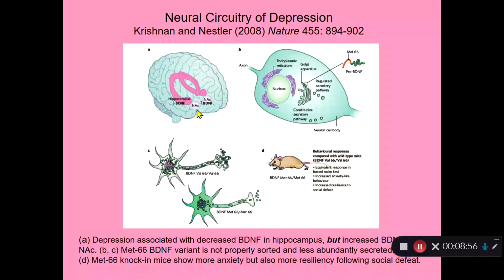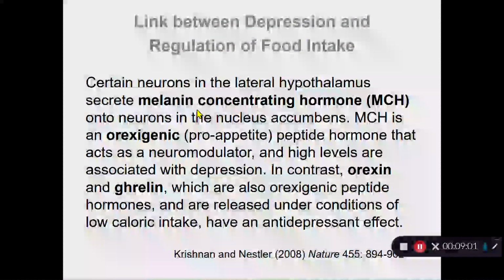So if BDNF is not the answer, maybe we can follow the link between depression and regulation of food intake. This slide concerns three hormones: melanin concentrating hormone, orexin, and ghrelin. These are hormones active both in the body and the brain that regulate food intake, and specifically all of them are orexigenic, which means they're all pro-appetite. MCH, orexin, and ghrelin, all three of those want to make us eat.